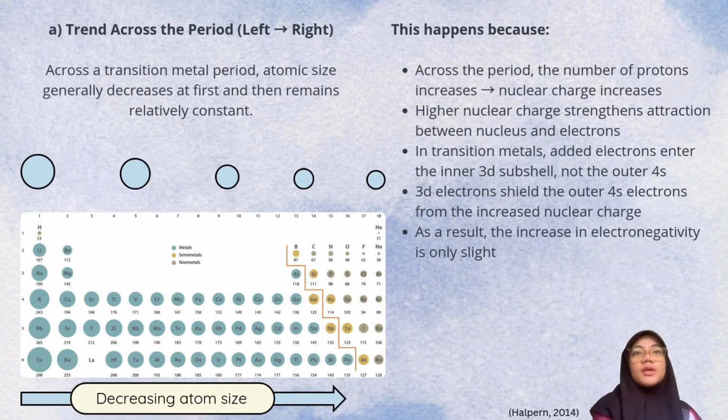Across the transition metal period, atomic size generally decreases at first, then remains relatively constant. This is because as we move across the period, the number of protons in the nucleus increases, which increases the nuclear charge, and a higher nuclear charge causes stronger electrostatic attraction between the nucleus and electrons, pulling the electrons closer to the nucleus.